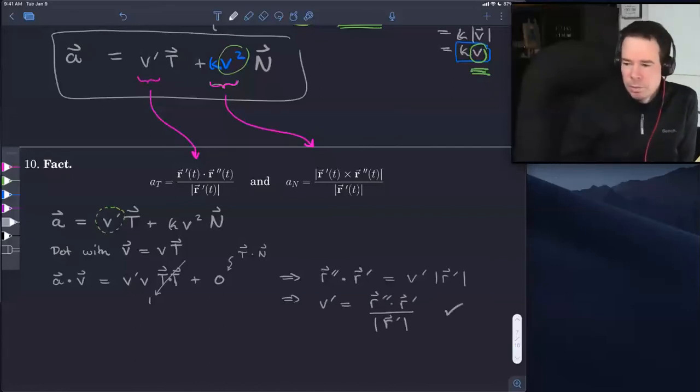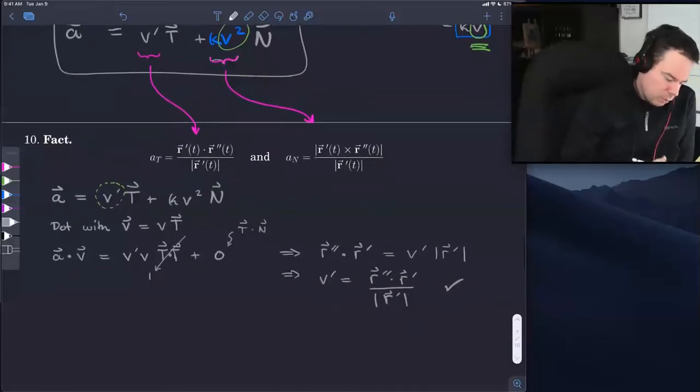That's our first formula. And you might object and say, well, wait a minute, the r double prime and the r prime are switched in the dot product. But that's fine, because the dot product is commutative. It doesn't matter which order we dot them in, we're going to get the same result. So that's that first result established.